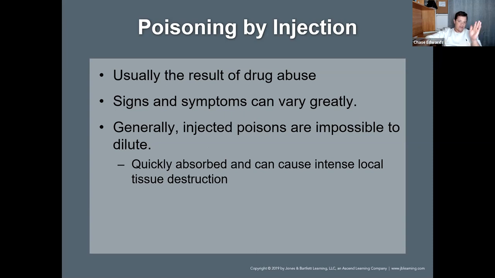Take all containers, bottles, and labels with the patient to the hospital. Bites and stings are also going to be considered poisoning by injection as well. Don't forget about that. So bites and stings are also poisoning by injection.